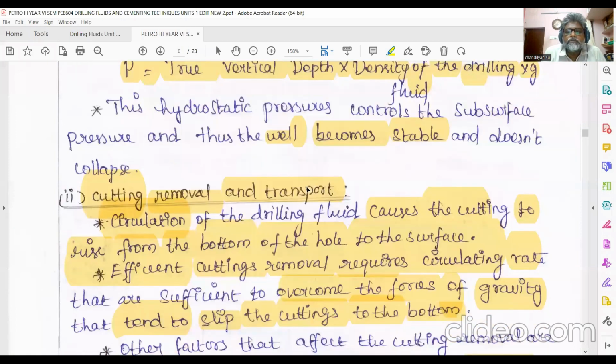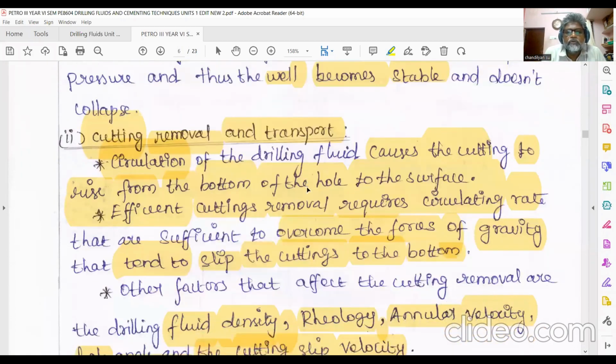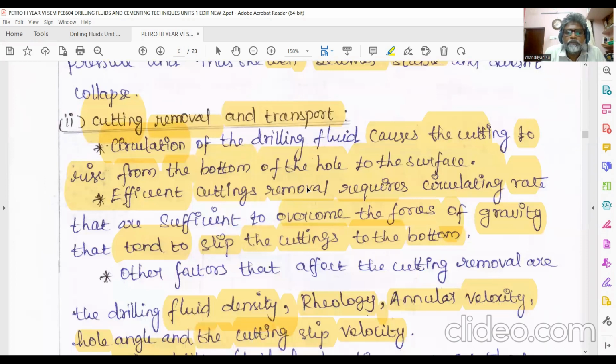Cutting removal and transport. This is the next function, and we know about it. A little bit of extra information here. The circulation of the drilling fluid causes the cuttings to rise from the bottom of the hole to the surface. So what do we talk about regarding the efficiency of the drilling fluid? One of the best functions of a drilling fluid is to cool the drill bit and collect the cuttings. So efficient cuttings removal requires a circulating rate.